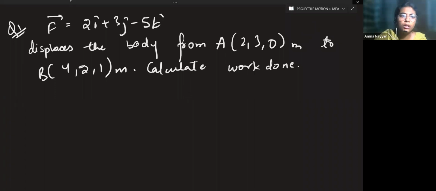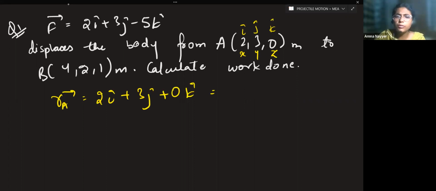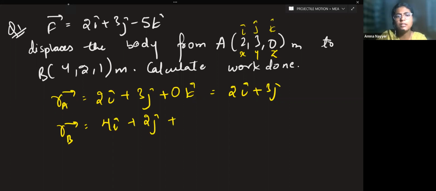Now see, once we solve this, what actually is A vector? Position at A. You have to write it in terms of I cap, J cap, and K cap. This means I cap is given. This means J cap is given. Coefficient of K cap is given. X, Y, Z. Fine. So R will be what? 2I cap plus 3J cap plus 0K cap. Or even if you wish, you can write it as 2I cap plus 3J cap. That's it. Because 0K cap means nothing. Now, RB. RB will be 4I cap plus 2J cap plus 1K cap, which can be written as 4I cap plus 2J cap plus K cap.